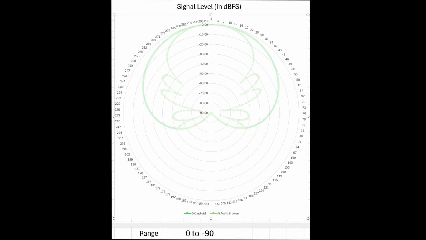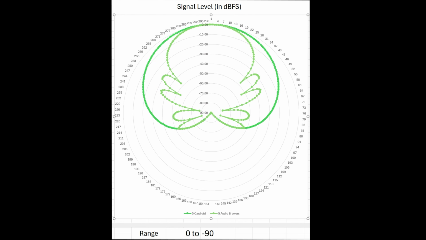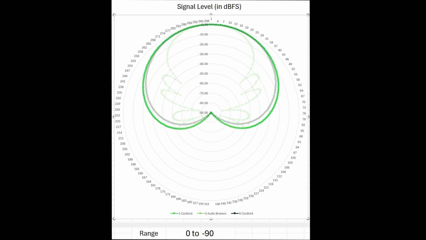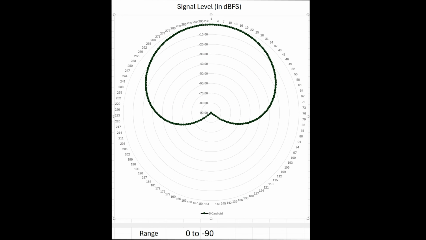Let's just move to sixth order. Check out the cardioid ordinary decoding pattern. You can see that the Audio Brewers fifth order is still better than the sixth order polar pattern. And let's just jump to the sixth order. And here you have the typical cardioid polar pattern of sixth order. How about exploring max-re and probe?